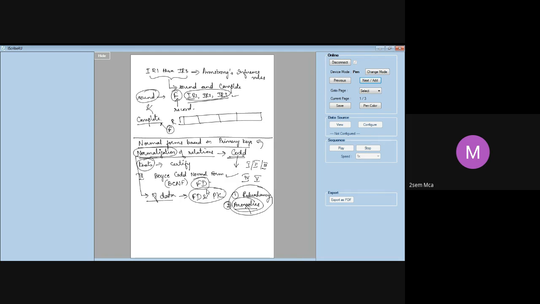normalization. So we put the table through a series of tests based on the criteria set by each of the normal forms, and then we try to certify whether this particular table has satisfied all the criteria or not. If it has satisfied all the criteria, then we say it is in the normal form.